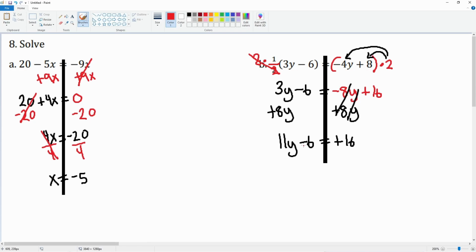To get rid of the negative 6, we're going to add 6 to both sides. Negative 6 plus 6 cancels, leaving you with just an 11y is equal to 16 plus 6 becomes 22. Divide 11 to both sides because that's how you make the number 1. Now we are left with y is equal to 22 divided by 11, which is just 2.